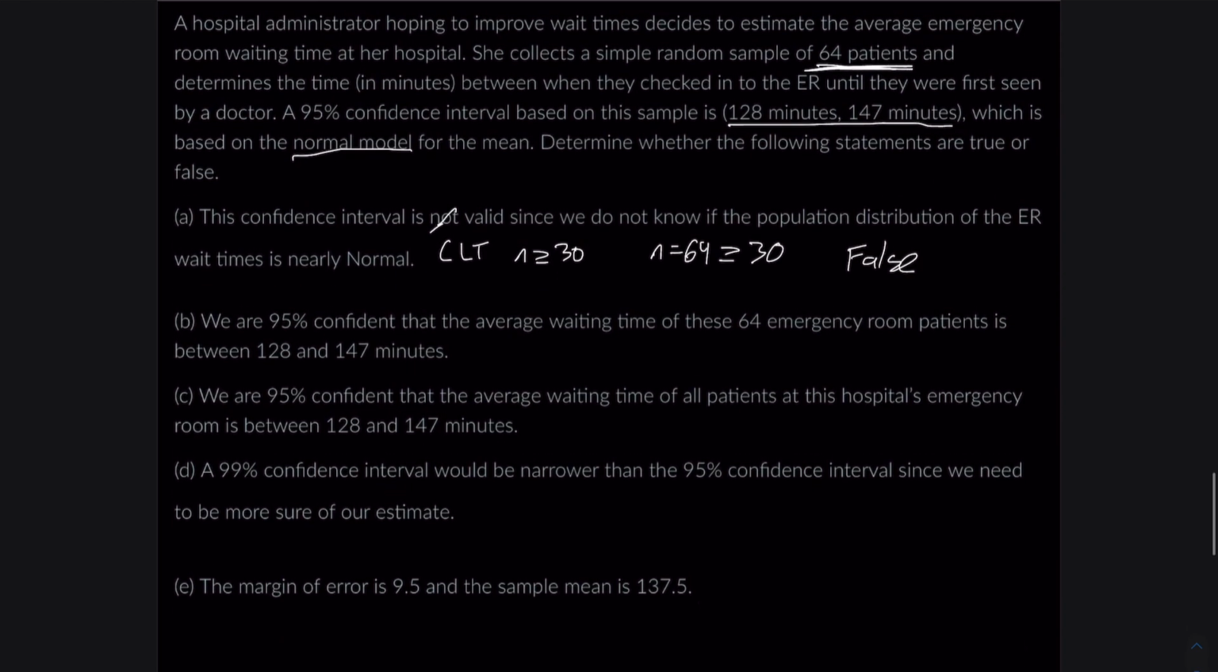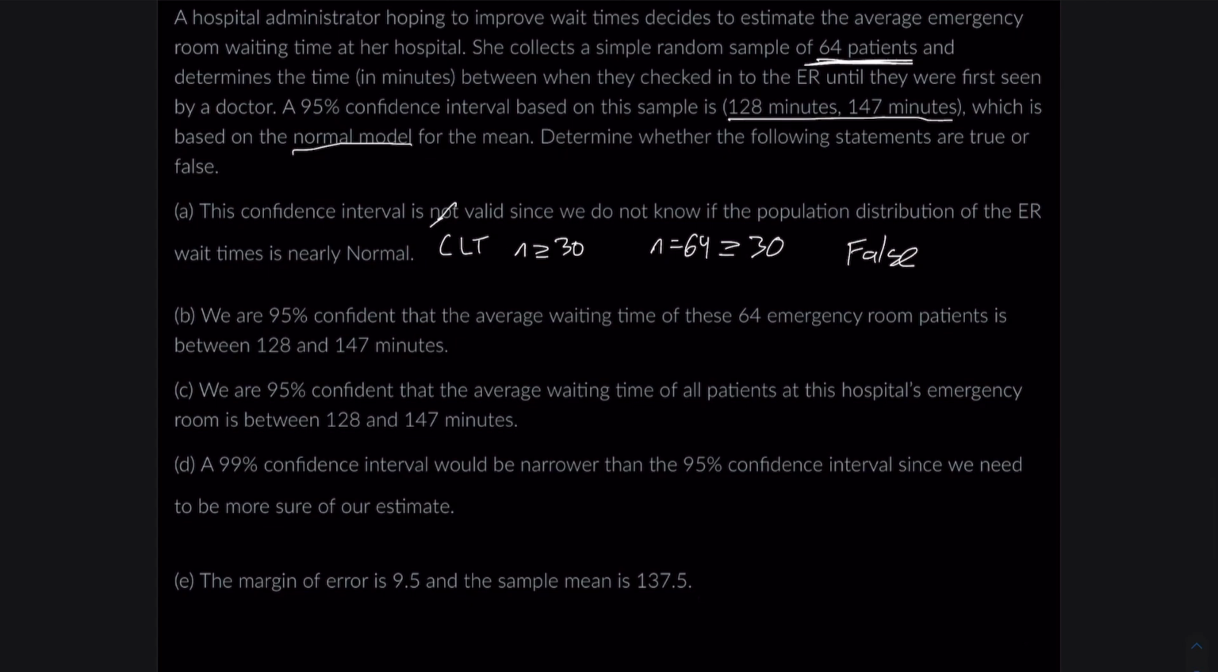In B, it says we are 95% confident that the average waiting time of these 64 emergency room patients is between 128 and 147 minutes. So this is also false because we are 100% confident that the average waiting time of these 64 patients is between these, and that's because we made the confidence interval based on that sample. So we of course know that the average waiting time of those patients is right in the middle, right? Because that would be our x bar, and we would add and subtract the margin of error to find the confidence interval. So we know the average waiting time is in the middle. So 100%, not 95%.